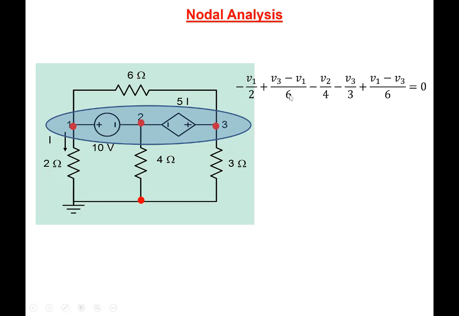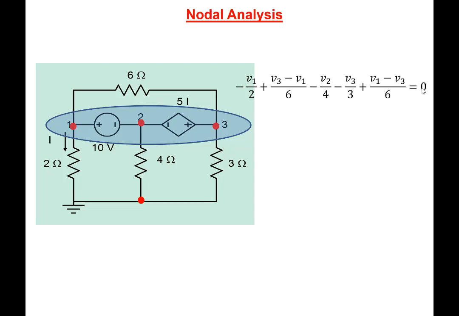And similarly, we have to look at all the currents entering and leaving. There is a current entering here from the bottom, and that's equal to 0 minus V2 by 4 ohms here. So that's why this minus V2 by 4. There's a current entering from the bottom here also. So that's minus V3 by 3 here. And then there is a current coming from the top here, and the current coming from the top is V1 minus V3 by 6 here. So we've added up all the currents entering and leaving, and the sum is equal to 0 here.